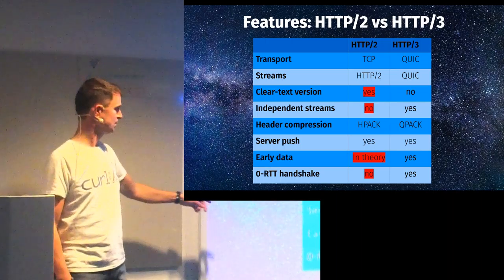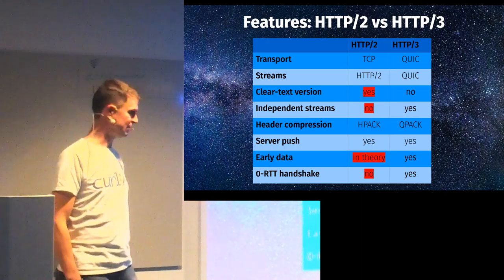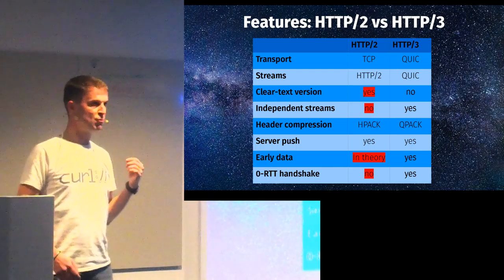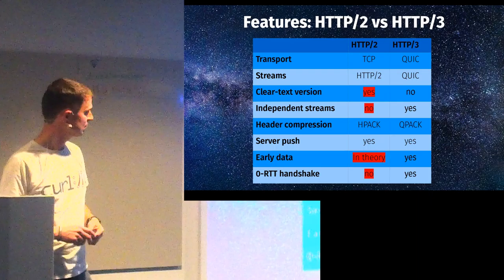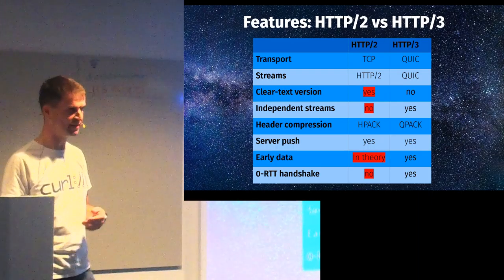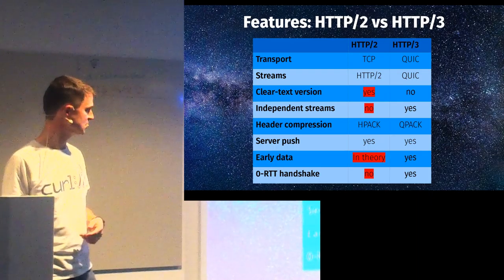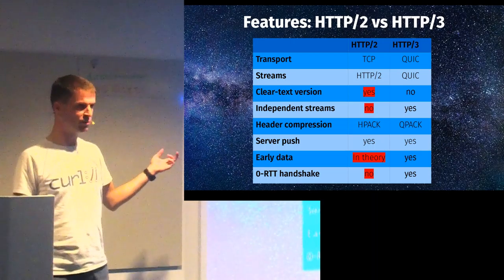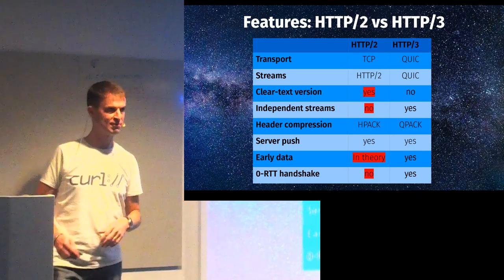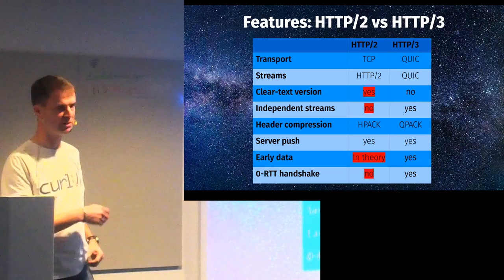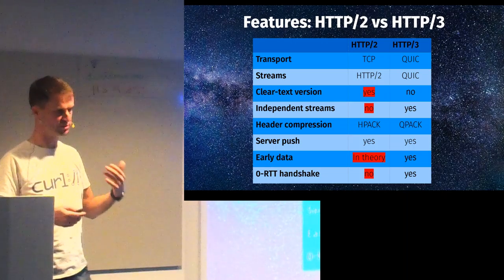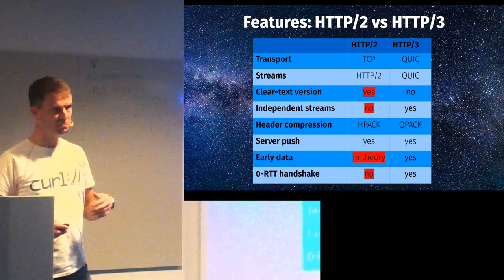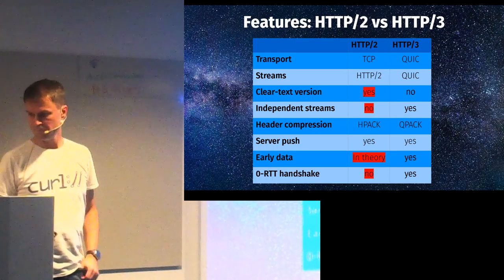They have also, you probably don't see it further back, but the zero RTT handshake. With HTTP 3, you will get much lower latency, so you will get data faster, especially on new connections and new streams. But otherwise, they're similar. They had to modify the header compression as well, so the header compression is actually not completely compatible between HTTP 2 and HTTP 3, and that's also because of the independent streams. So they're different, but they're quite similar feature-wise.